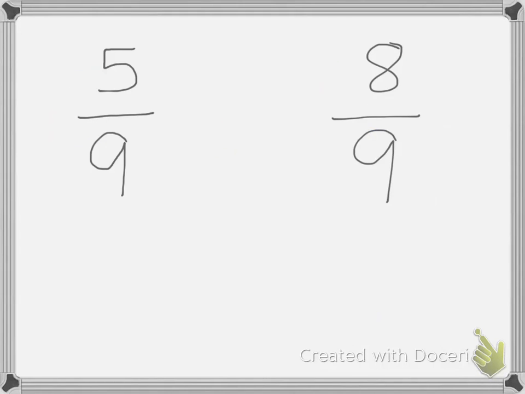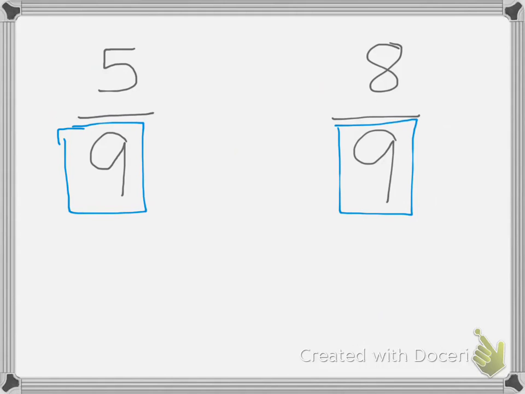If the numerators are not the same, the second question you're going to ask yourself is, are the denominators the same? So in this example, we can see that yes, the denominators are the same. They're both 9. So our whole is divided into 9 equal parts. So now we can just compare our numerators. The fraction with the greater numerator is larger.